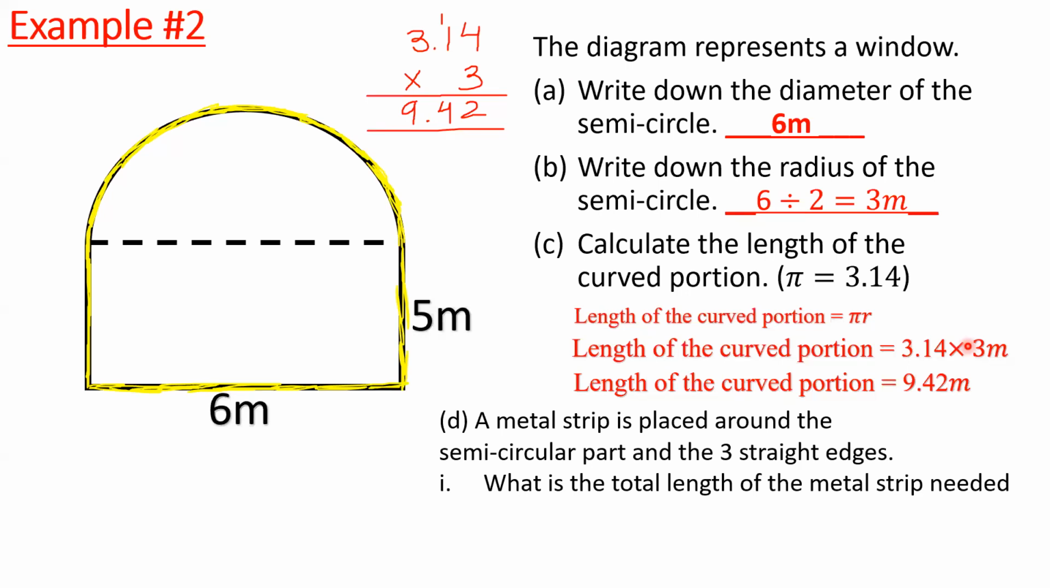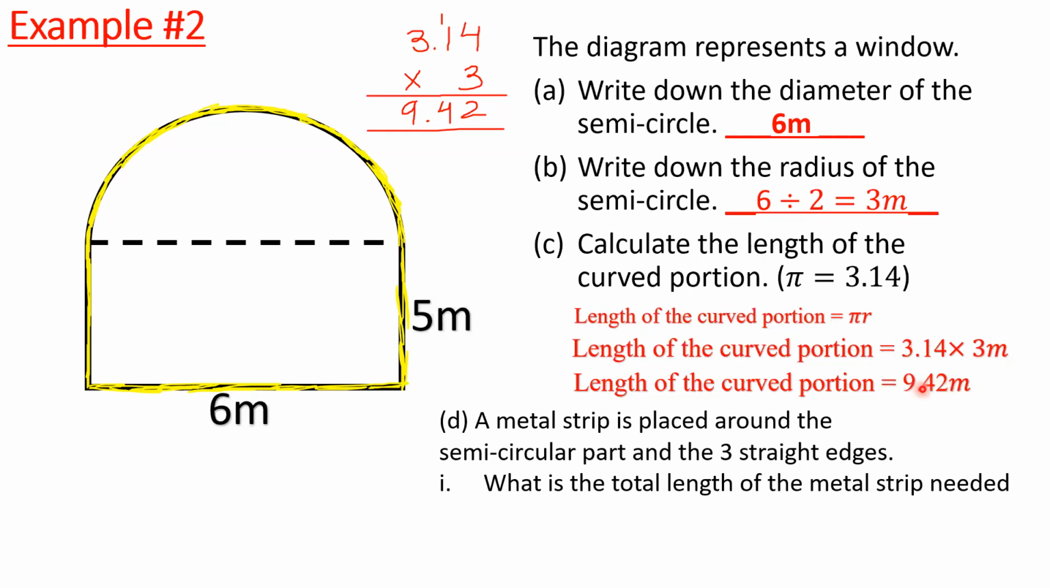So what is 3.14 multiplied by 3? Joseph, I'm talking to you. What is 3.14 multiplied by 3? 9.42. Good. And that's how we get 9.42. You understand that? That's right.